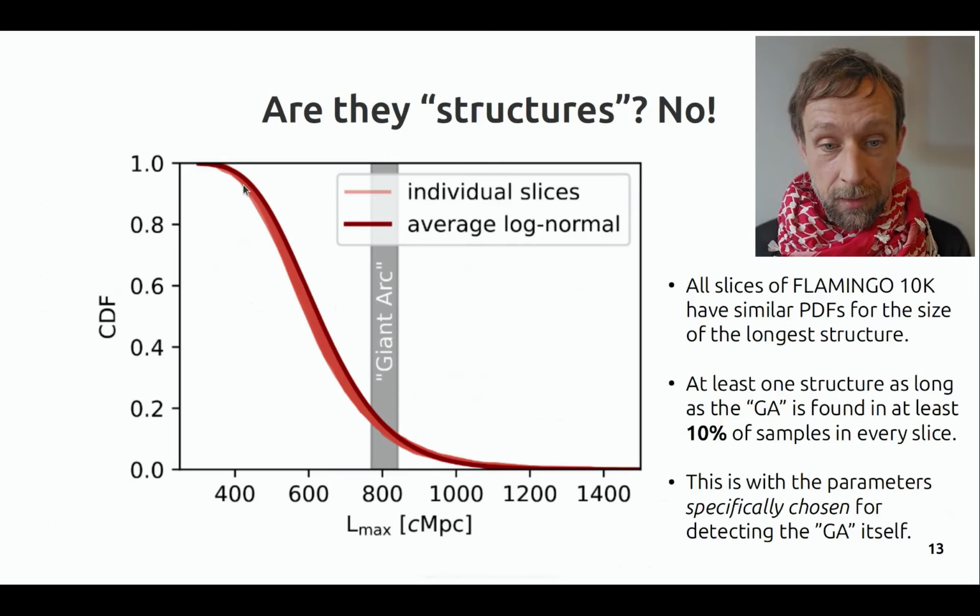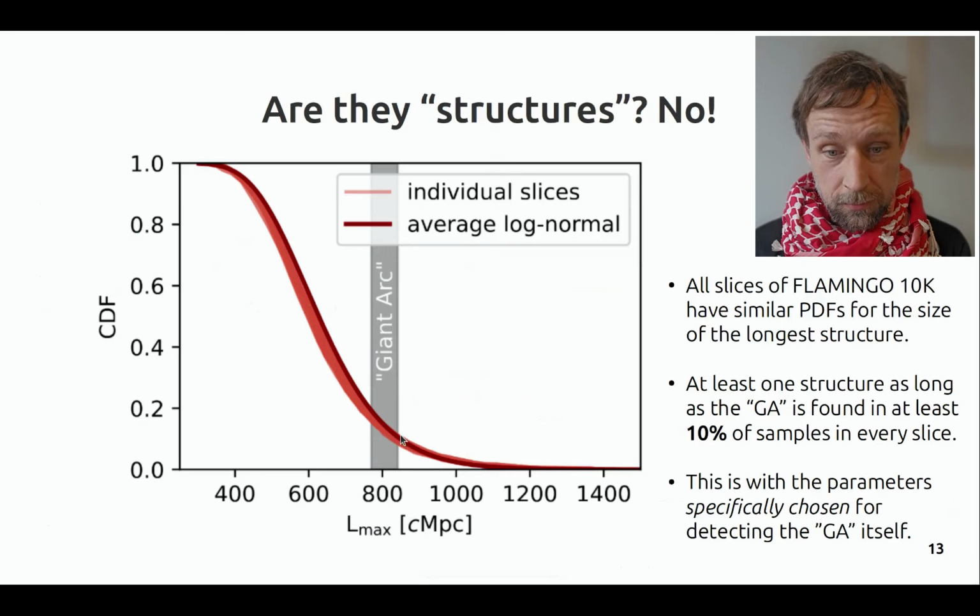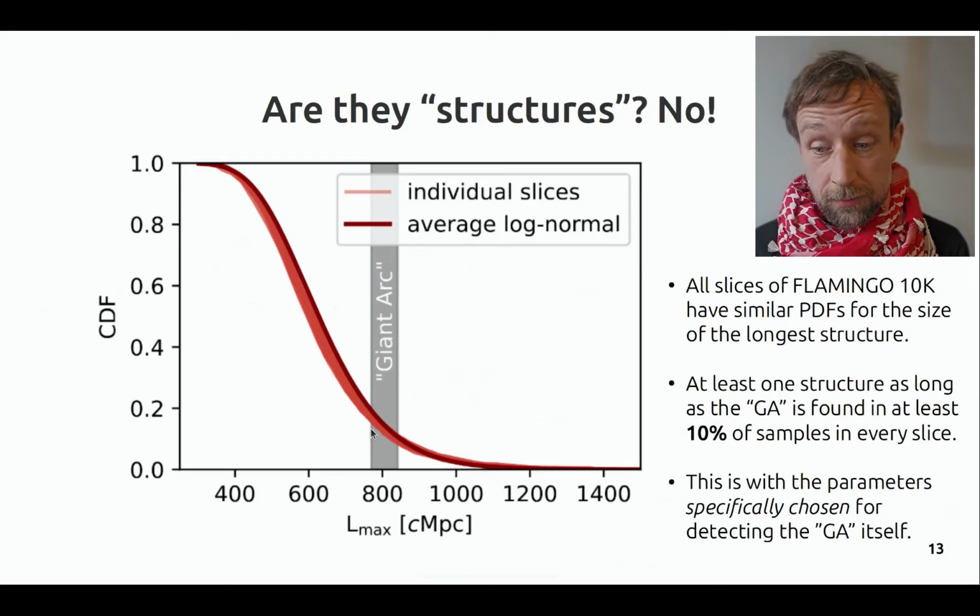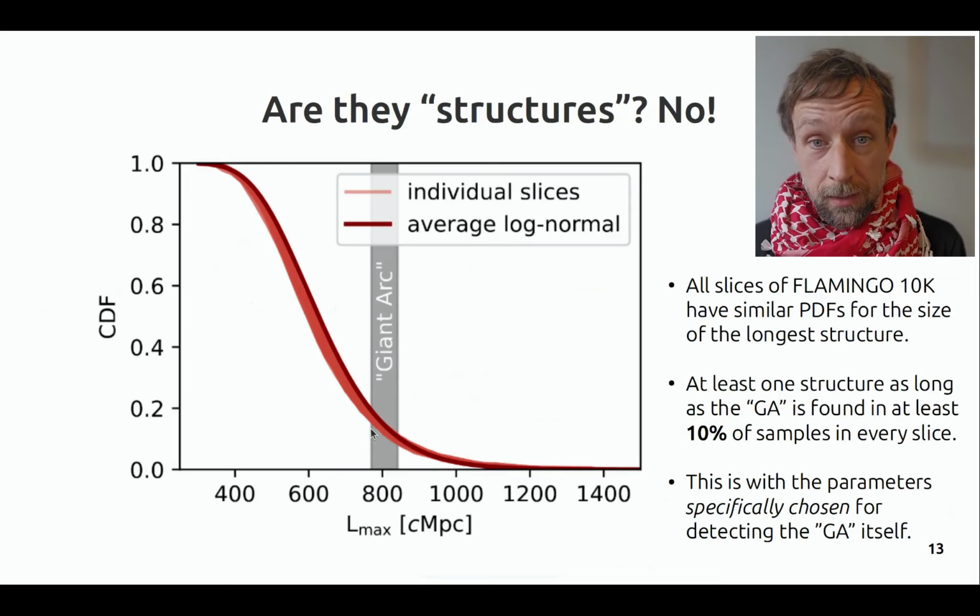And so basically in every slice, in some random sample, you'll find nothing longer than 400 megaparsec. But also in every slice, in some random sample, you find something as long as a gigaparsec. And you find structures as long as the giant arc. Again, we didn't know its full extent, or its precise extent, in between 20 to 10% of cases. So the giant arc is really nothing unusual, and also at least in the simulation, it does not represent any real structure.